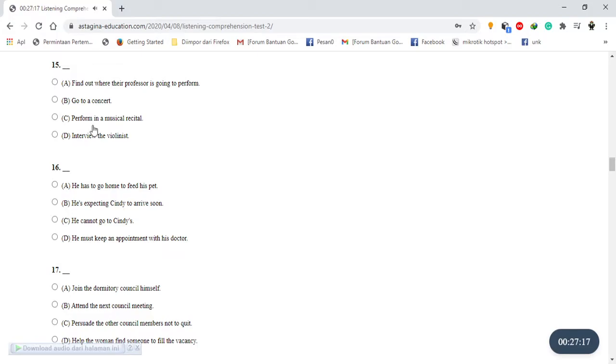Number 15. That famous violinist our professor was talking about is going to be the soloist in next week's concert. Great! I don't want to miss it. Where can we get tickets? What will the speakers probably do next week?